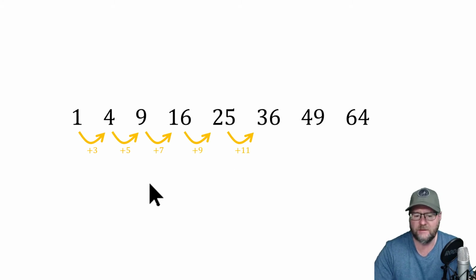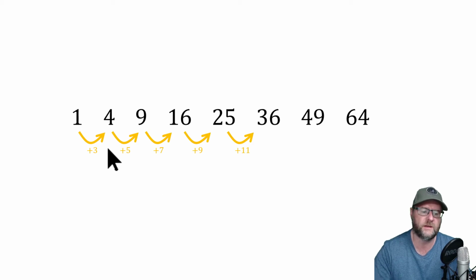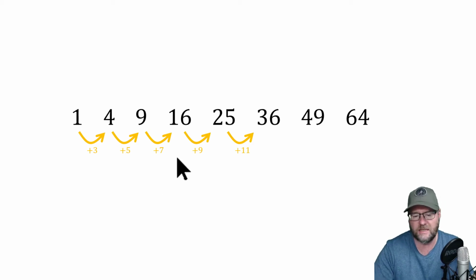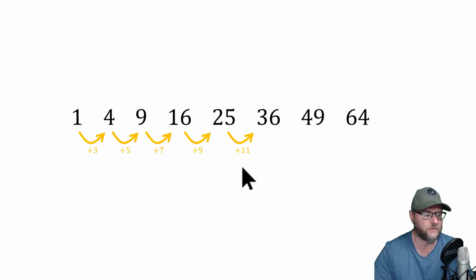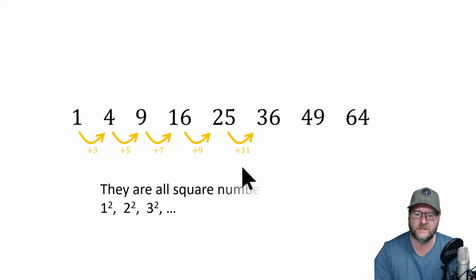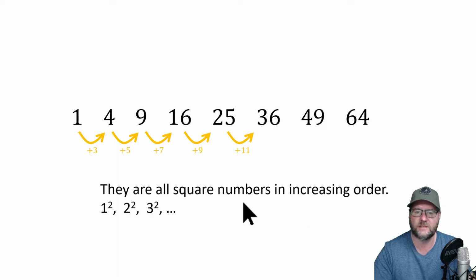That's a pattern, but it's a bit hard one to put into words to say, oh, well, the first one goes up by 3, and then you just add the next odd number. Like technically it works, but is there something else that you notice about those numbers? 1, 4, 9, 16, 25. Do they ring any bells? Well, hopefully they do, because they are all square numbers, and they're all going up in increasing order. So 1 is 1 squared, 4 is 2 squared, 9 is 3 squared, 16 is 4 squared, etc., etc.